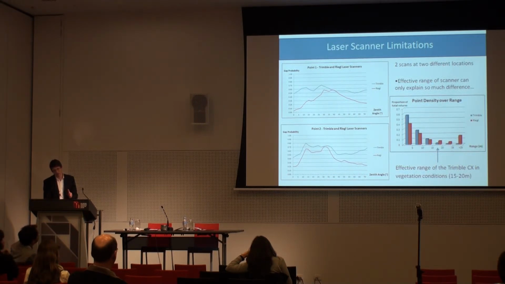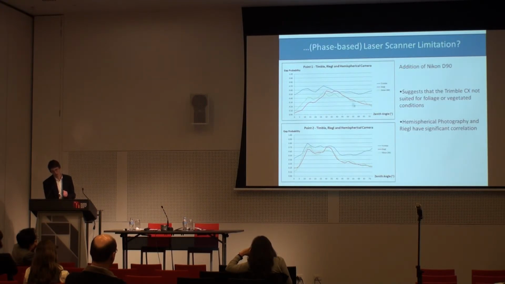decreases in effective range a lot quicker than the time-of-flight instrument. But what does this mean in our forest environment? Our trees are roughly 15 to 20 metres tall, and the effective range of the phase-based instrument is equal to about that distance. So in that range, you would expect to see these 2 gap probabilities over a narrow zenith angle be the same. We would expect these gap probabilities to be similar for a small zenith angle, but they're not.